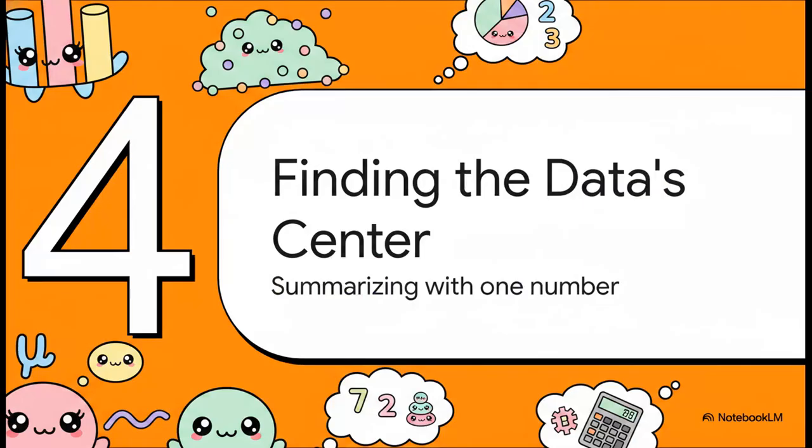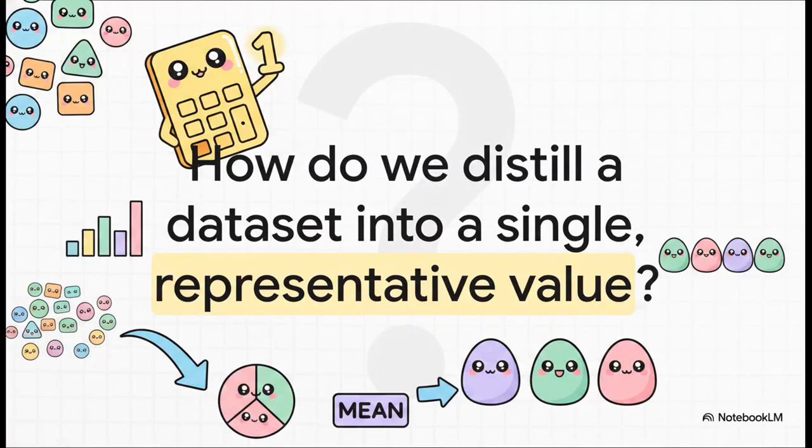All right, now we're getting to the real heart of descriptive statistics. We've got our data, we've made a picture of it, but how do we boil it all down? How do we find its center? Because that's the whole challenge, isn't it? If you have thousands of pieces of information, you can't talk about every single one. You need one number, a single value that can kind of represent the whole group. But which number do you pick?